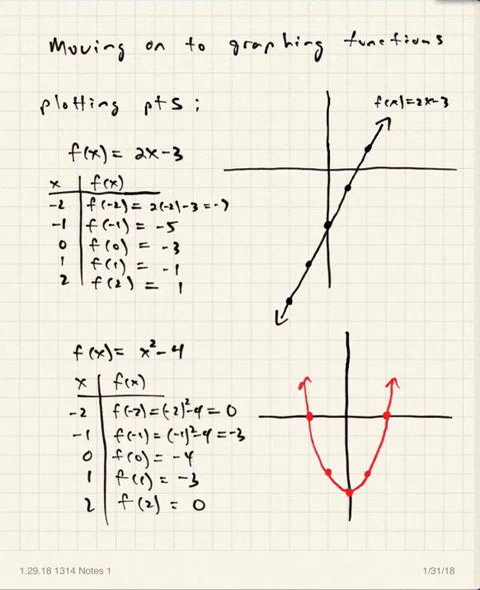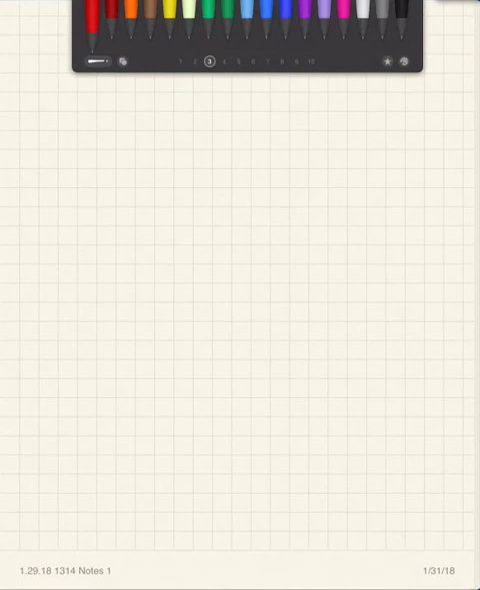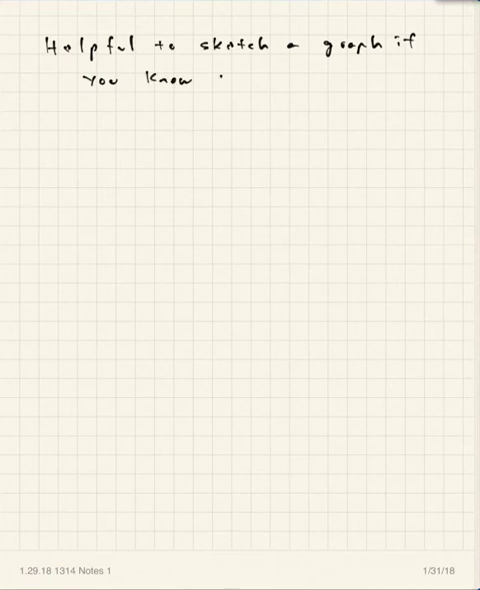And that's what I'm going to finish the day with today, one thing that's helpful for sketching a graph, if you know the function is even or odd. Okay, and so we definitely need to know what that means when we talk about an even function or an odd function.